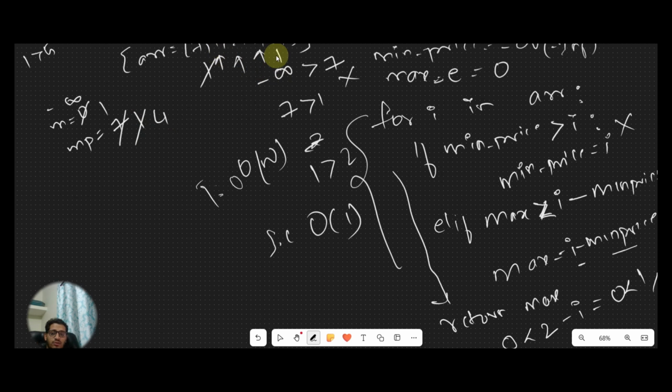Similarly, if we iterate to 6 here, we'll have the same thing: 6 minus 1, and we'll be updating the maximum profit. Similarly, it will go to 3, and the maximum profit remains the same. So we'll be returning the maximum profit here.